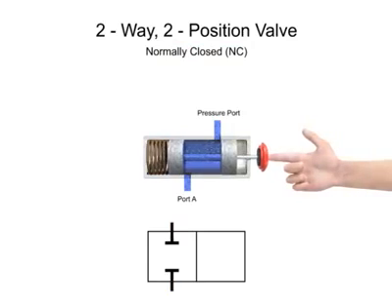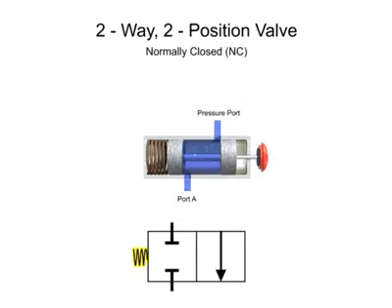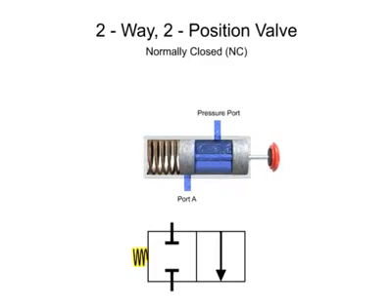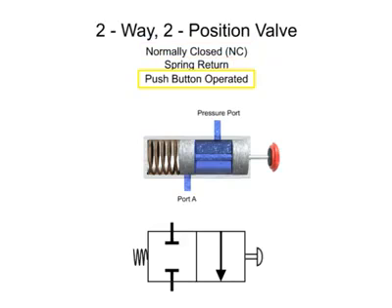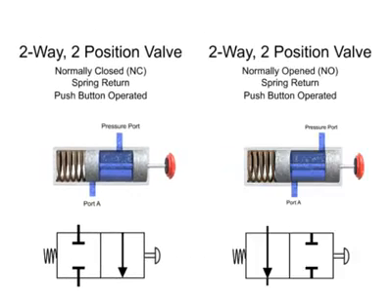When the valve is actuated, fluid is allowed to flow from the pressure port to port A. A spring returns the valve to its normally closed position, and a push button actuates it to the open position. Therefore, this valve is a two-way, 2-position, normally closed, spring return push button operated valve. While it is similar to the previous example, the differences in the normal position make it a distinctly different valve.